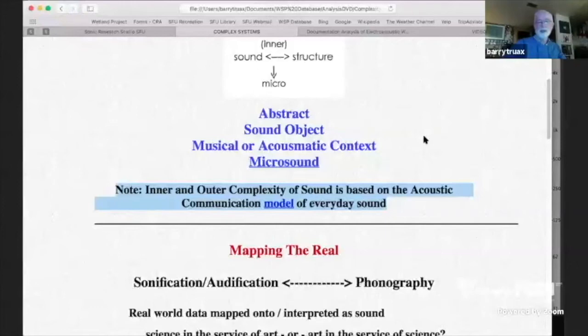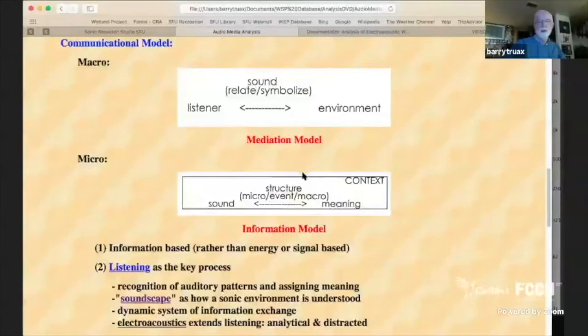Okay, what I'm saying is that the inner and outer complexity of sound is actually based on the everyday perception of sound in acoustic communication. That model that I've outlined in my book, Acoustic Communication, particularly this one here, is that we have two sources of information that we derive from sound. One is from the inner structure, the inner patterns, if you will.